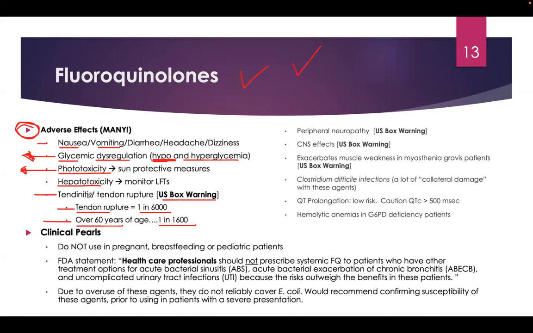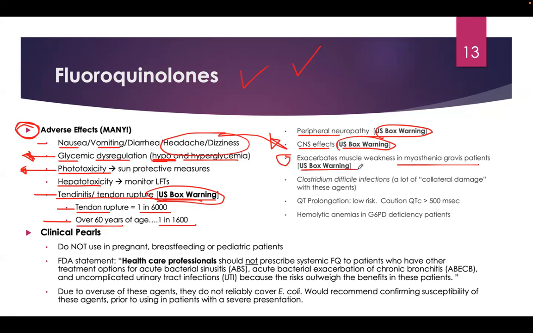So the tendinitis and tendon rupture, this is a class effect. We're not seeing it as much with delafloxacin, but it still is a U.S. black box warning. The next one, peripheral neuropathies, that's a U.S. black box warning. CNS effects, that's a U.S. black box warning. This headache and dizziness, the nausea, diarrhea, not so much. Exacerbating myasthenia gravis, it's contraindicated in a patient with myasthenia gravis. U.S. black box warning. We have an increase in C. diff infections. That's also a problem.